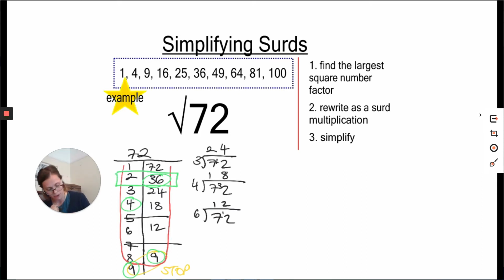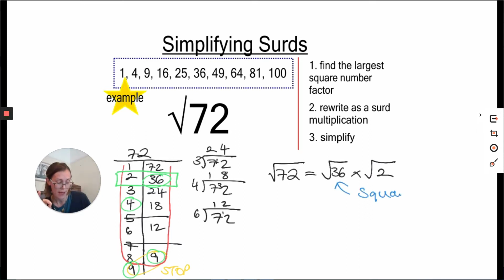So let's look at how that breaks down. Root 72 equals a square root times a square root. This is a fundamental step here. You must make sure the square number goes first. So 36 goes here and 2 goes here. Why? Because 36 is my square number, and that's going to be the thing that simplifies. That's going to be the thing that drops out. So this becomes root 72 equals 6 times root 2, and then we tidy it up by writing 6 root 2, and there's your final answer.